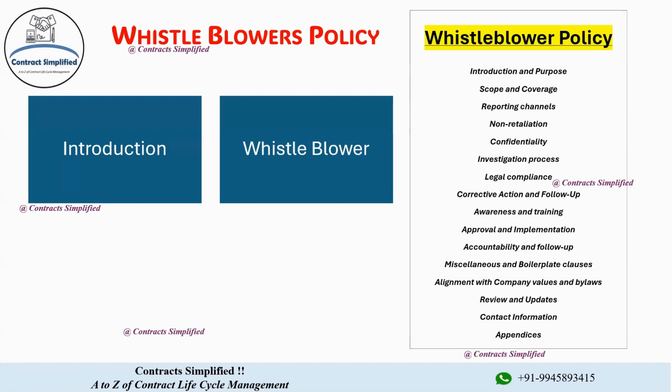Scope and coverage. Specify the scope of the policy, including the types of concerns or wrongdoing that should be reported. Clarify who is covered by such policies, such as employees, contractors, suppliers, and other stakeholders.